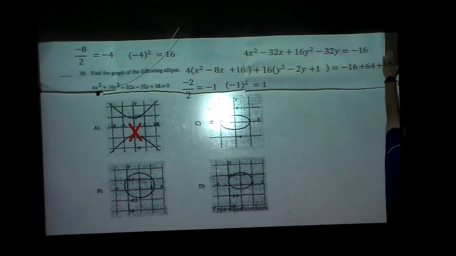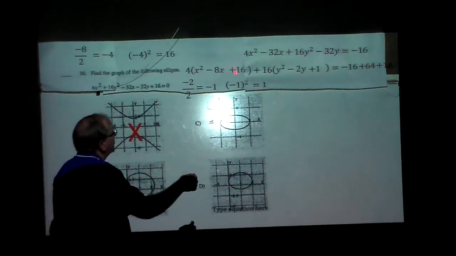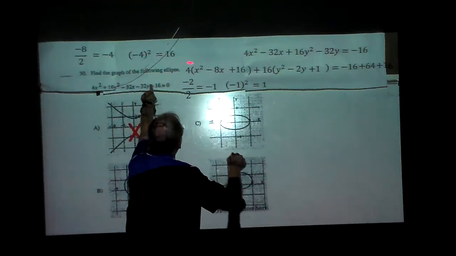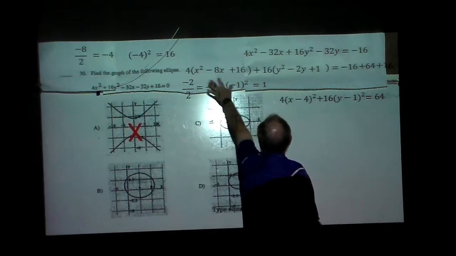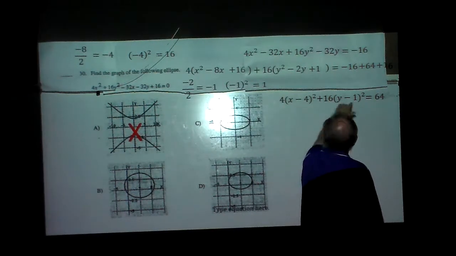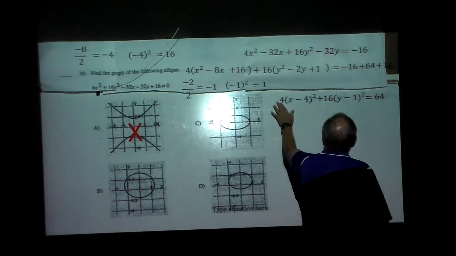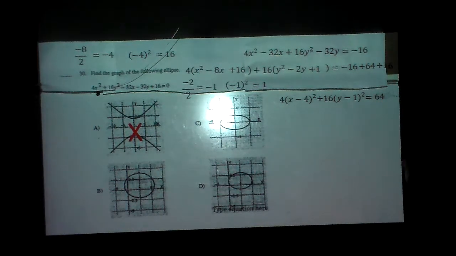It's kind of hard to see. I don't know if you can see better on my hand or not, but I've added a 16 right there. So, whoa! Now, we complete the square. See that -4 right there? That's going to become this. That parentheses factors to this. This set of parentheses factors to the y minus 1, the numbers we got, with the 4 and 16 in front, and -16 plus 64 plus 16 makes 64.